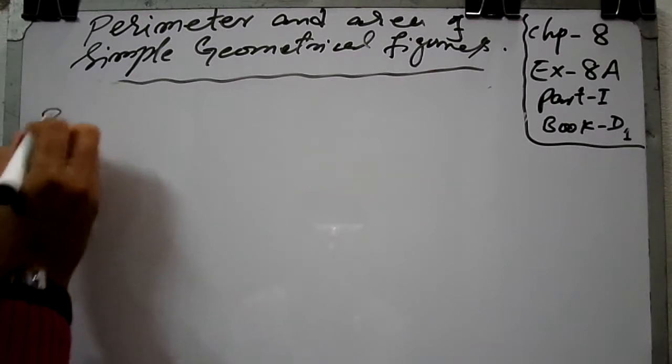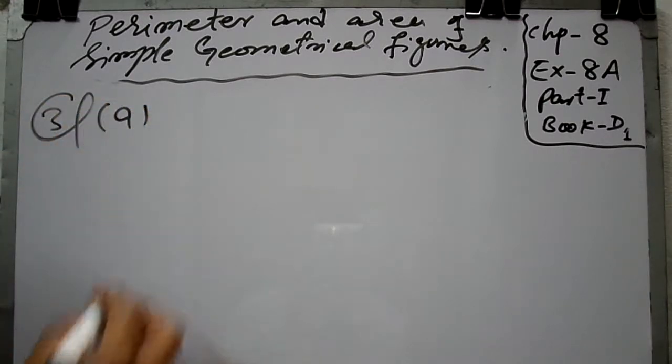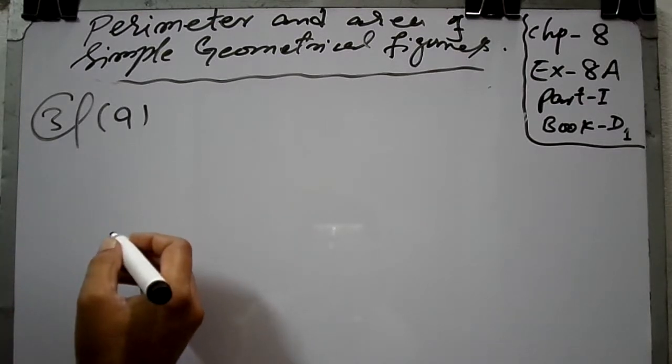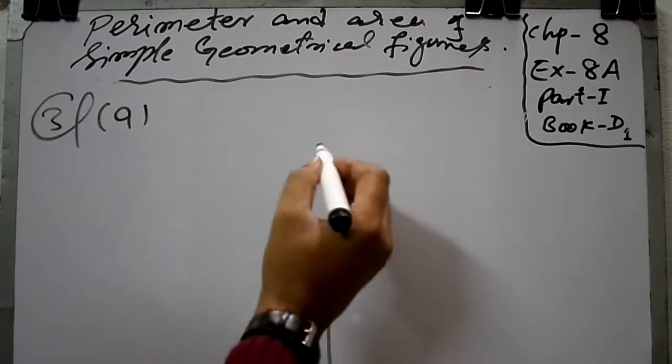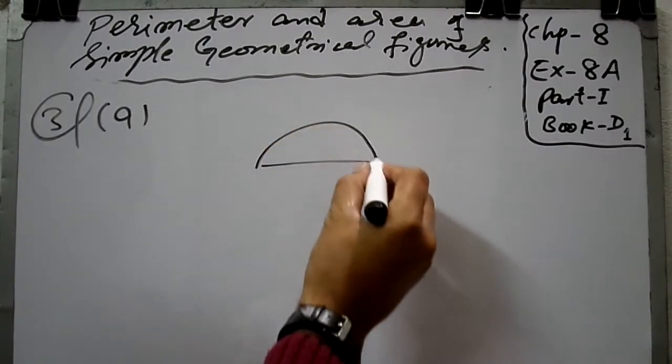Question number 3, A part. If you read the statement from your textbook, find the perimeter and area of the following figures. All dimensions are given in centimeters and circular portions are semicircles or quadrants. Okay, in A part, first of all we have to find the area. And the figure is just like this.